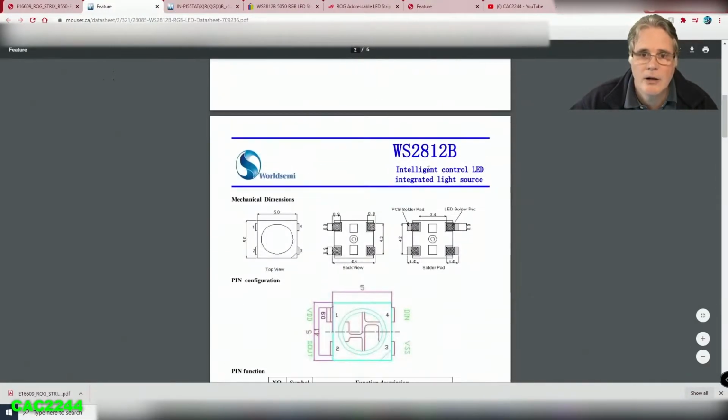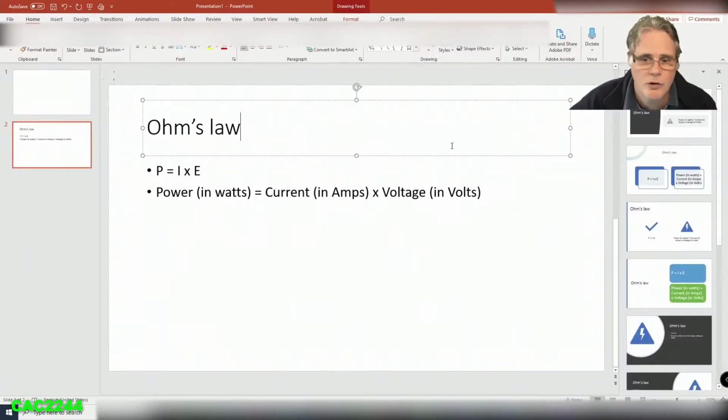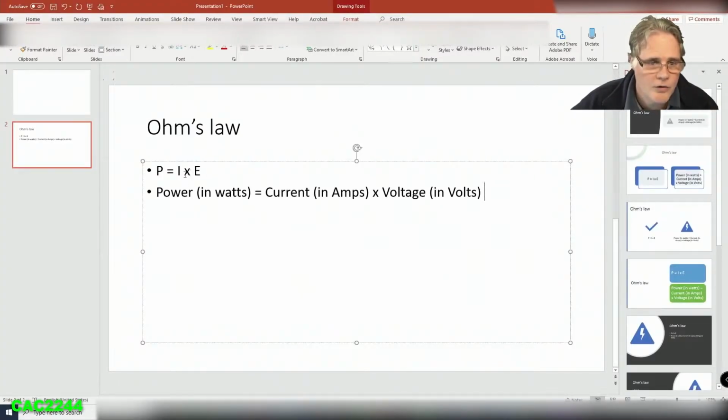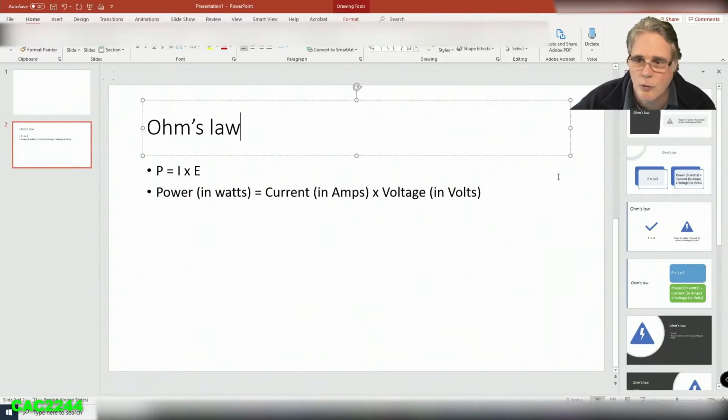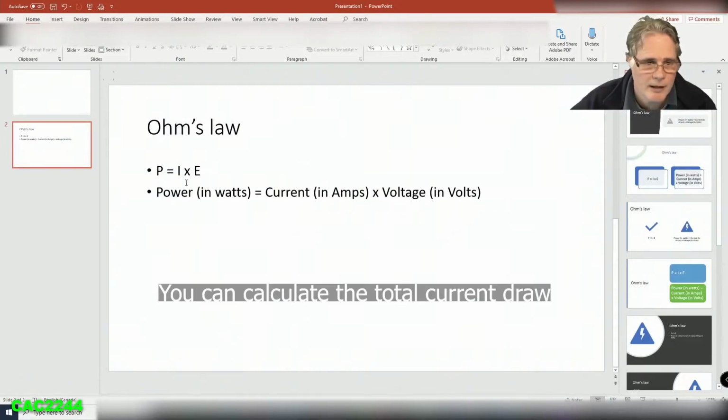So the calculation, and let me show you. Ohm's law says power equals I times E. I is the current in amps and E is the voltage. So that's power in watts, is the current in amps times the voltage in volts. Once you've got the power rating of a strip, you can calculate after that, and the voltage is 5 volts. You can always calculate with very basic math.